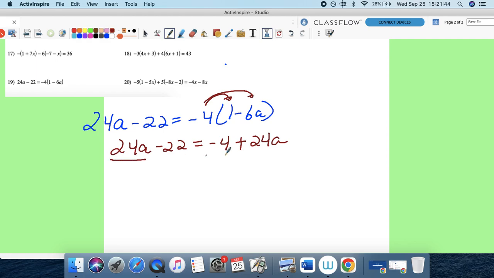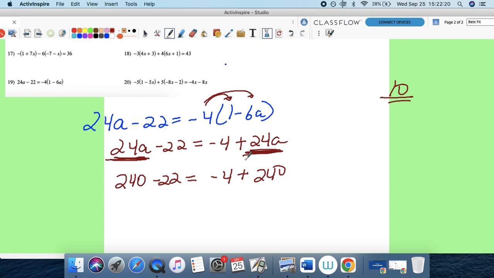Hopefully you realize something here. Notice that 24a and 24a is exactly the same. But on the left side, I'm subtracting 22. On the right side, I'm subtracting 4. So although these are the same, imagine I gave you 10 bucks. For the group on the left side, you're going to multiply 24 times 10, you're going to get 240, and then you're going to subtract 22. For the group on the right side, you're going to multiply 24 times 10, which is 240, and then you're going to take $4 away.